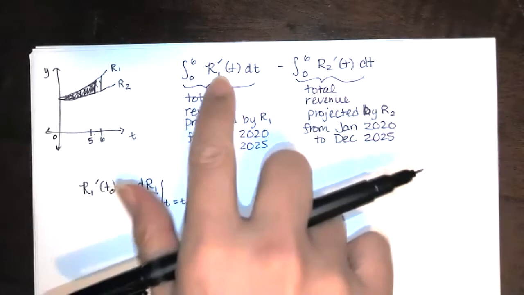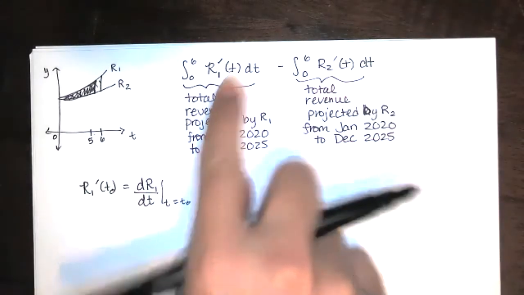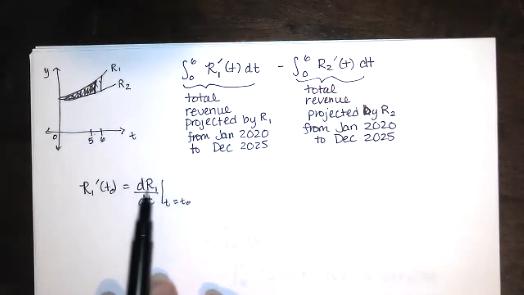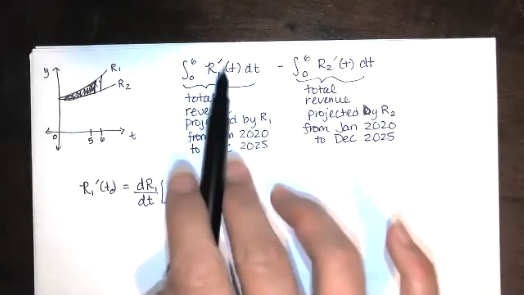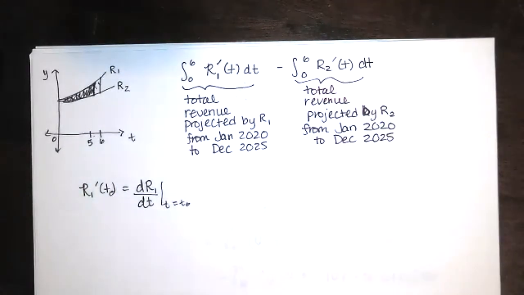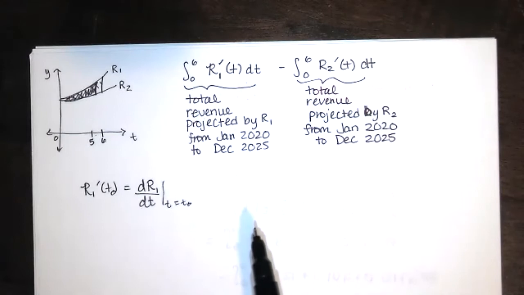So I need this here, and I take this and I multiply by dt. So this times dt, we can almost think of it as giving us a tiny dR, or a tiny change in R. That's going to give me a change in revenue, and I'm going to add those up from 0 to 6 to get the total revenue accumulated from the beginning of 2020 to the end of 2025.